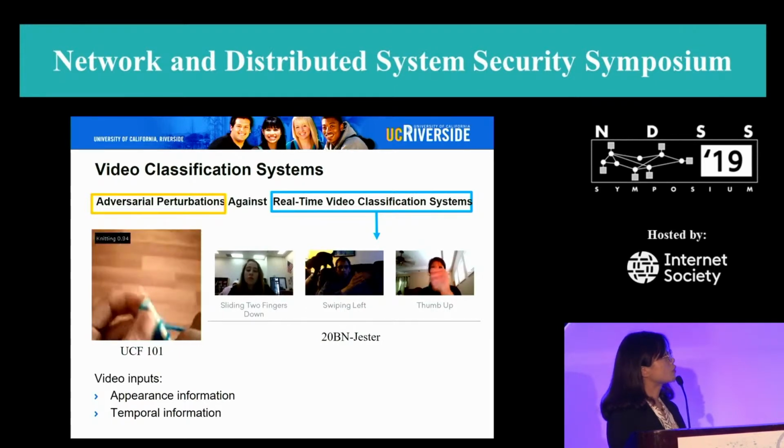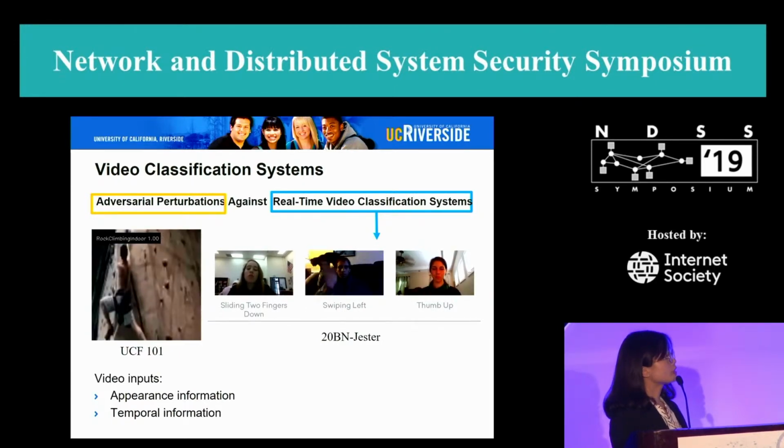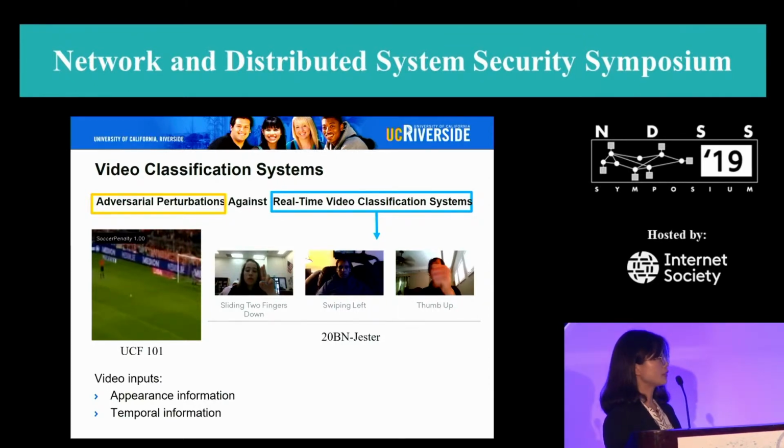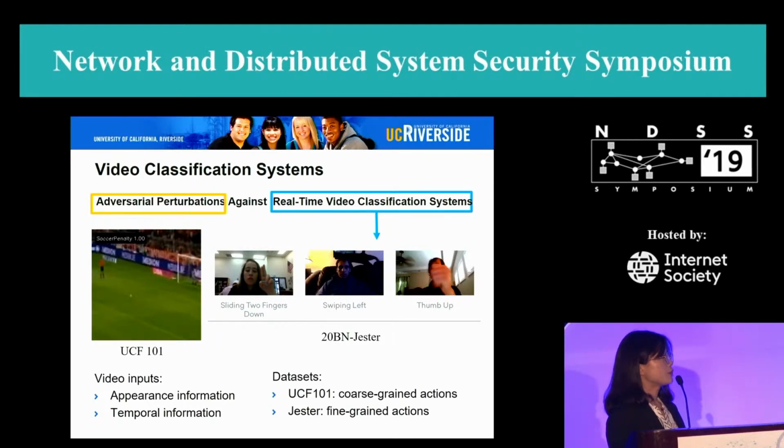So it has several gesture actions. In this dataset, the actions are not very distinguishable from each other in terms of appearance information, but more distinguishable in terms of temporal information. So in our work, we use UCF11 to investigate if we could carry out an attack on coarse-grained actions, and we use gesture to represent fine-grained actions.